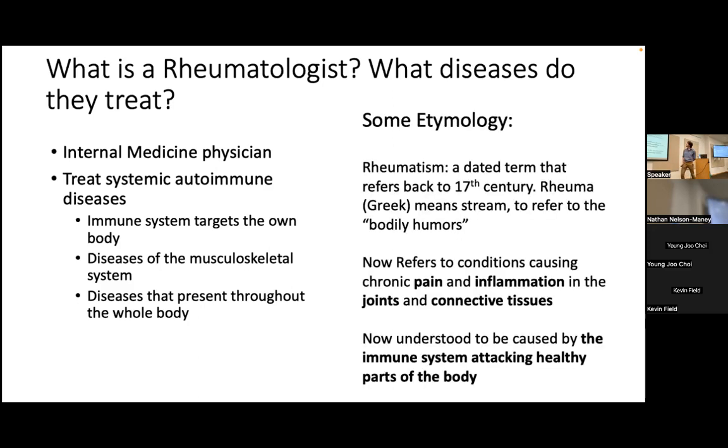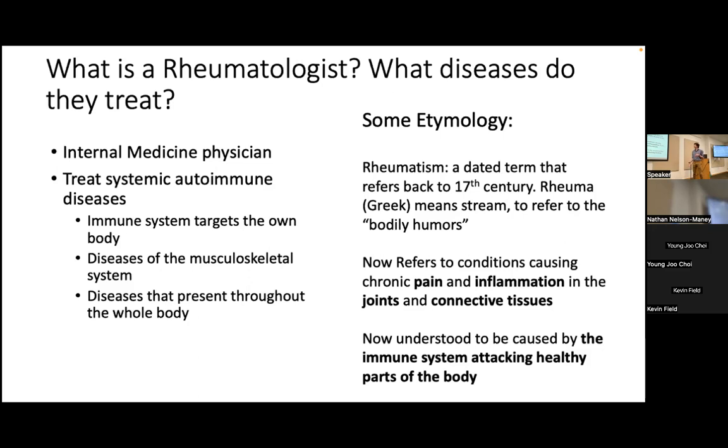To understand what rheumatism is, I think it's good to look back into the past and talk about a little bit of etymology. Rheumatism is an old term that dates back to the 17th century, from the Greek word rheuma, which means stream. It's from this dated system of the bodily humors of medicine. Now it usually refers to conditions that cause chronic pain or inflammation in the joints and connective tissues.